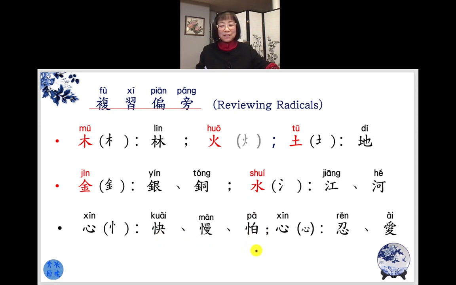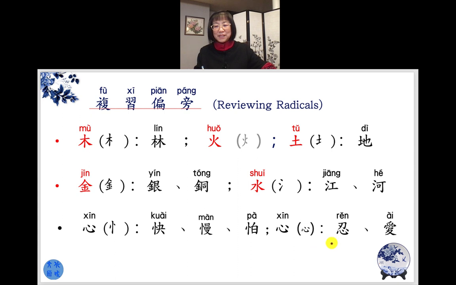Another character is a good example. You haven't learned this. 怕, 怕. The meaning of it is to be afraid or fear. You feel afraid because your heart is afraid. So that's why 怕 has the 偏旁 of the heart. 心.